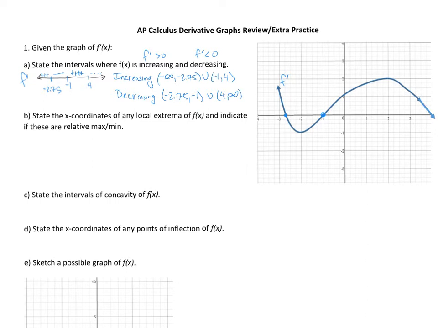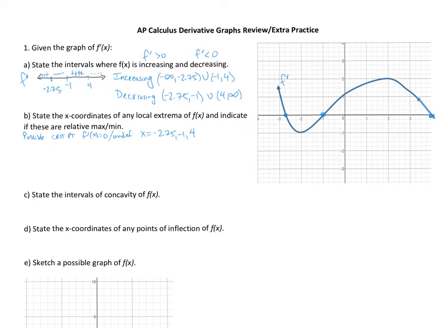It says state the x-coordinates of any local extrema of f of x and indicate if these are relative maximums or minimums. Remember, the possibles that we're looking for the extrema are our critical points, and this is when f prime of x equals 0 or is undefined. That's what we're looking for. Well, there's no undefined points in this, but we know that there are parts where it is 0. So it does cross through 0 at negative 2.75, and it crosses right there at negative 1, and then again it crosses at 4 right over here. So we're just going to estimate that to be 4, as we did before.